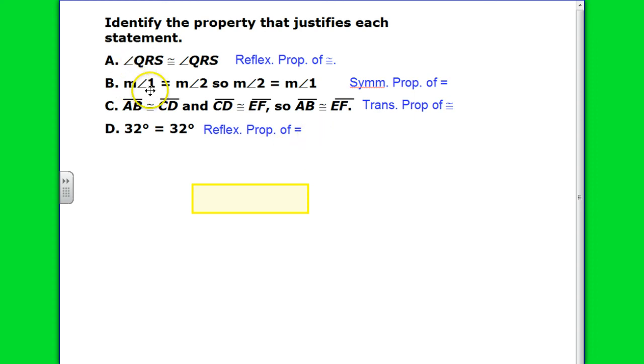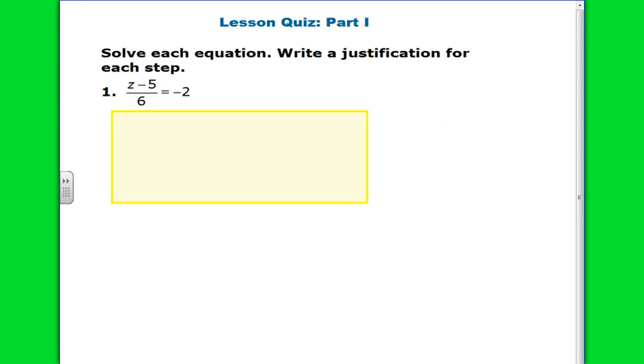B shows us measures, right? Measures of angle, so those are number values, so they are equal, but C shows us segments being congruent, so that's a transitive property of congruency. So look at those little details that you need to pay attention to. And please try the lesson quiz and come back.